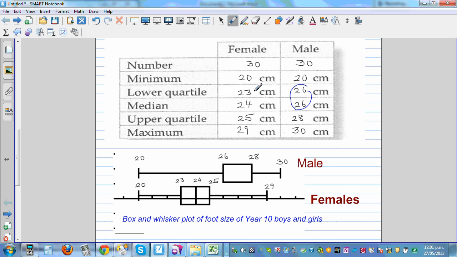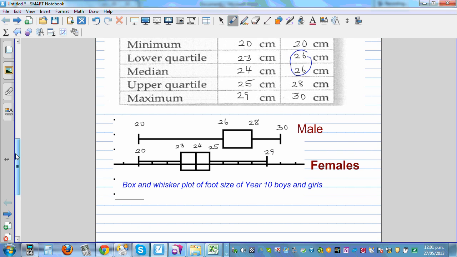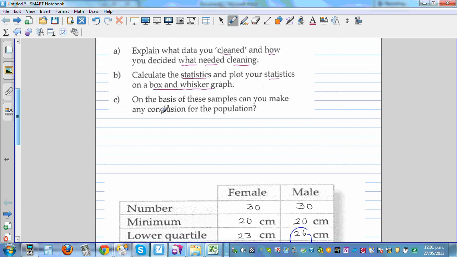And for female, it was 23 and 24 and 25. So this is 20, this is the lowest value, lower quartile, median, and so on. So looking at this, we want to make some conclusions. So on the basis of these samples that you have, can you make a conclusion for the population? So you're always talking about the population from the sample.